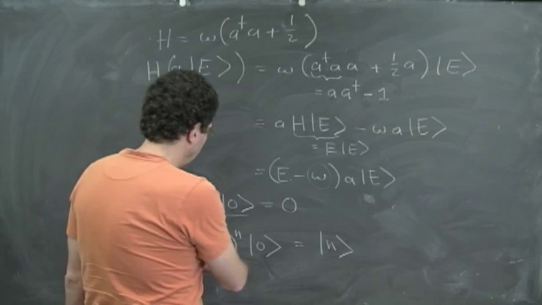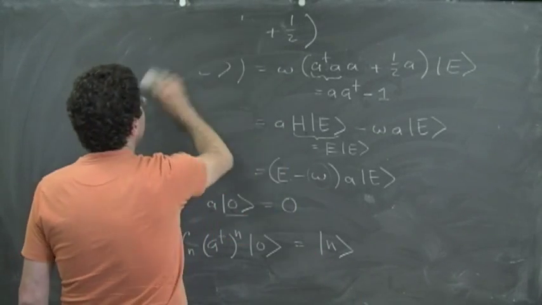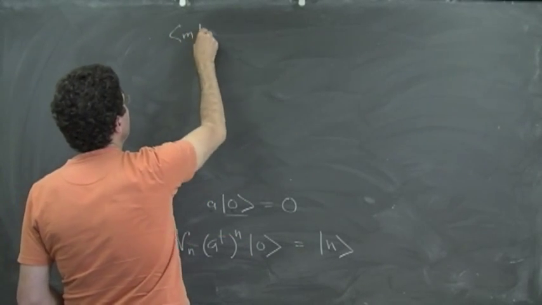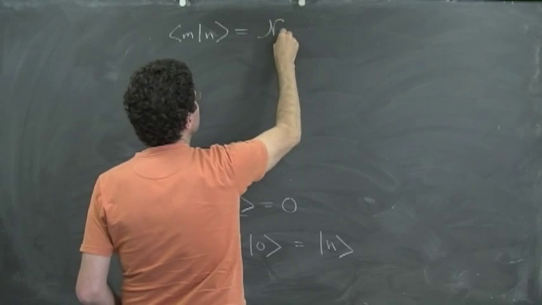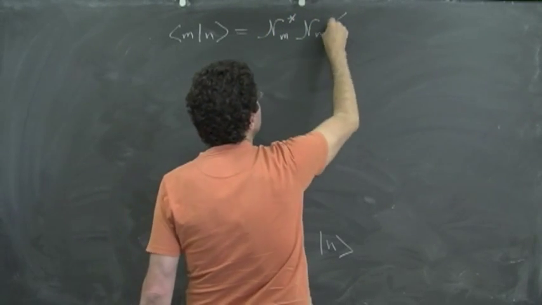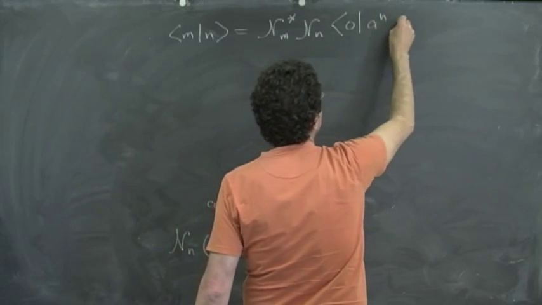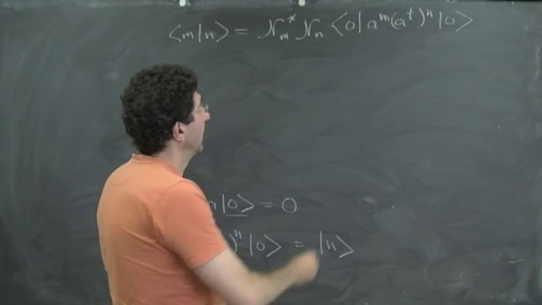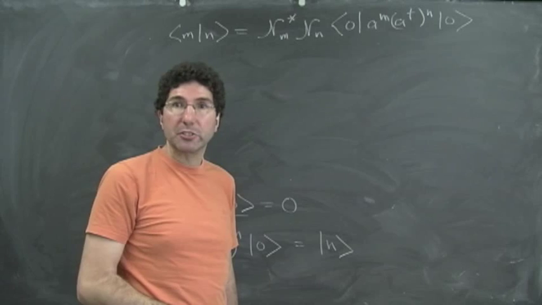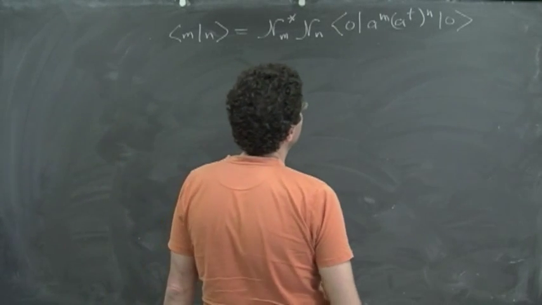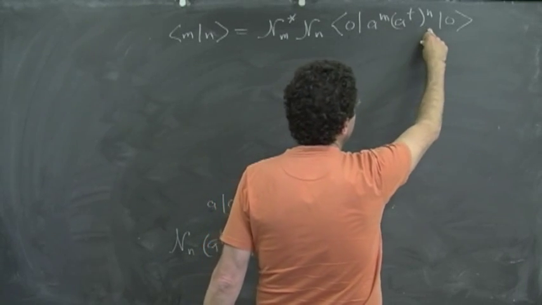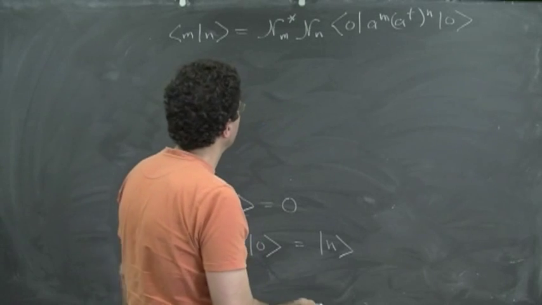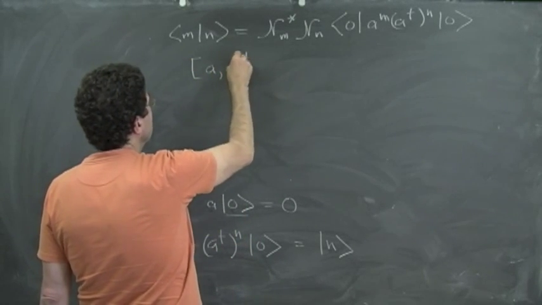Okay? So now, having defined these states, we can compute their overlaps. If we take two such states, we want to compute ⟨m|n⟩. This is N sub m star, N sub n, times ⟨0| with m A's and n A daggers |0⟩. Now, this we can evaluate using the commutation relations. The general strategy is to move these A's to the right, where they will annihilate the 0 state, and we'll move them there using the commutation relations. We can do that using a formula like this.